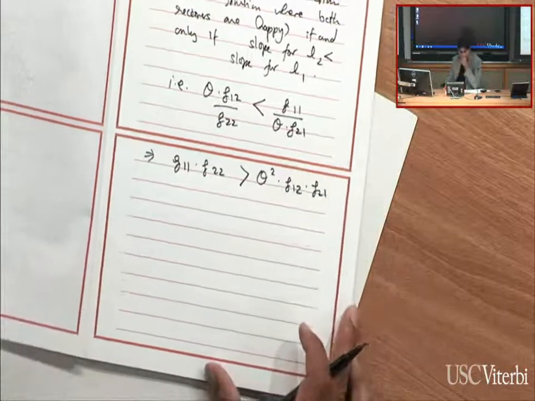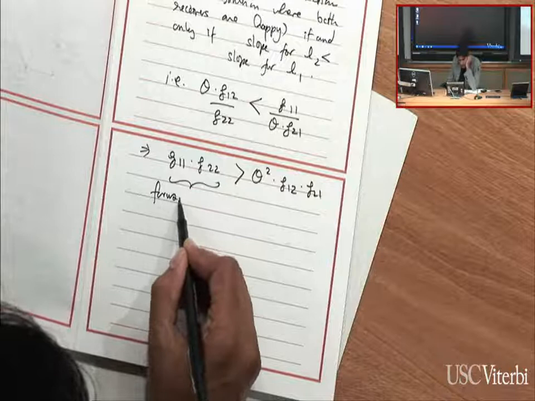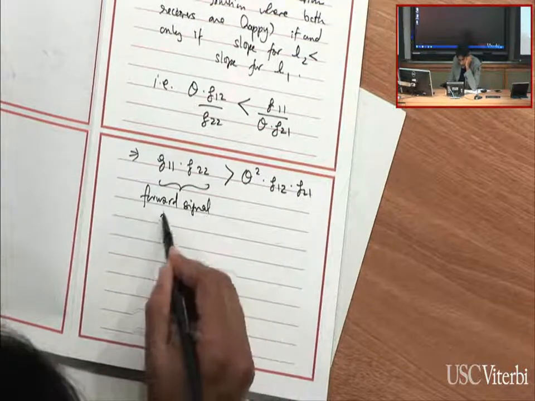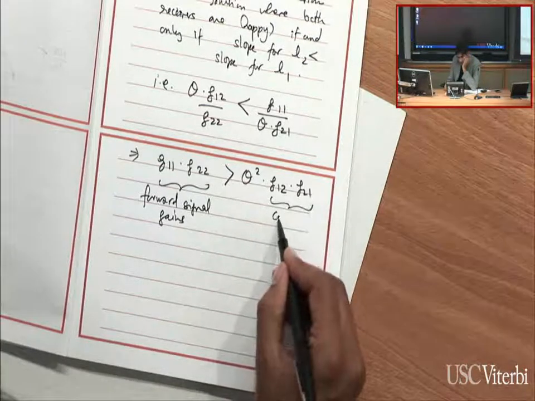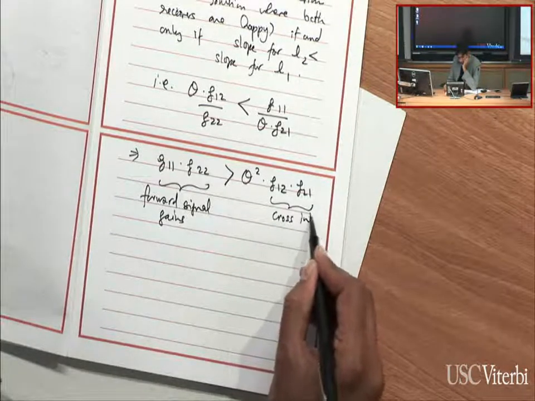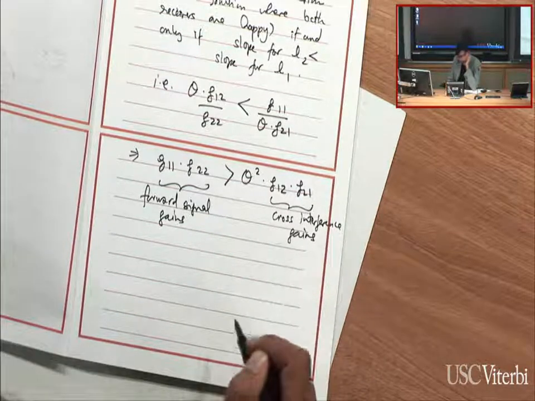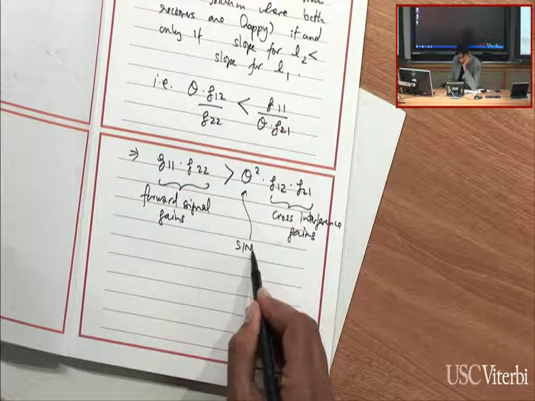So let's look at this. These are what are called the forward or signal gains. Okay. These are the cross interference gains. This is the SINR threshold.